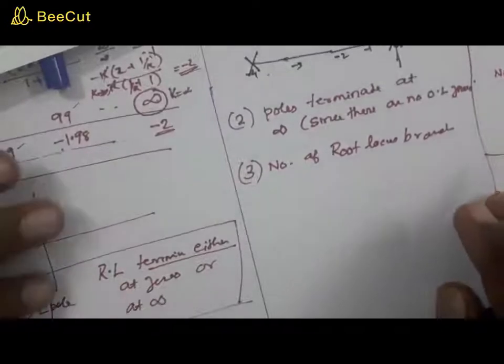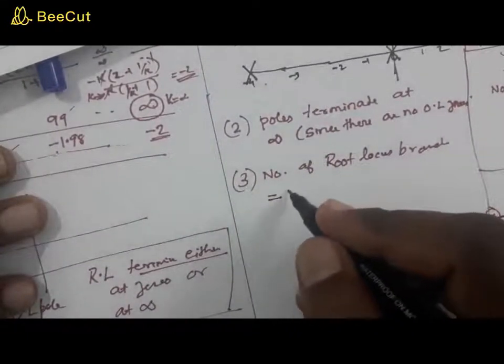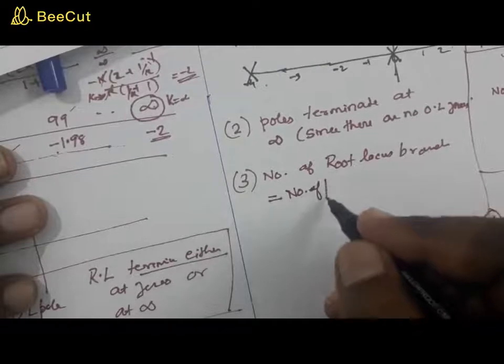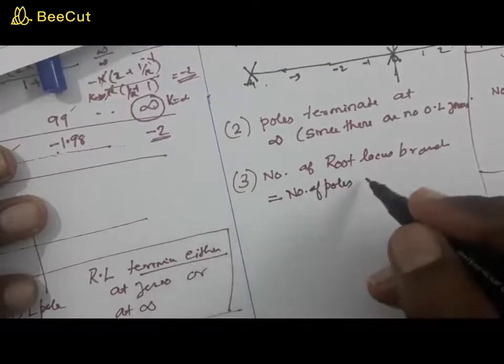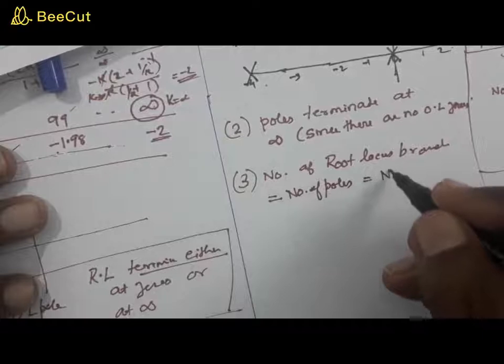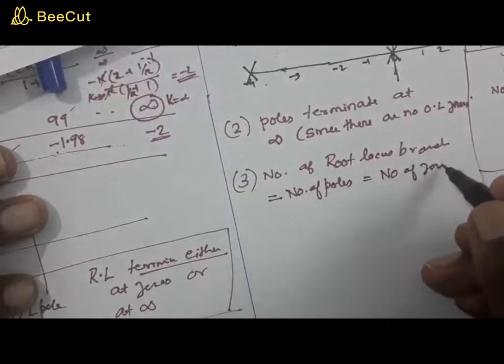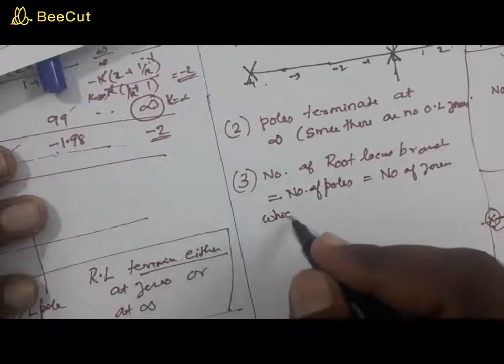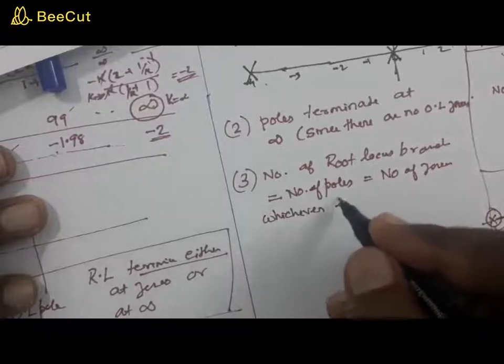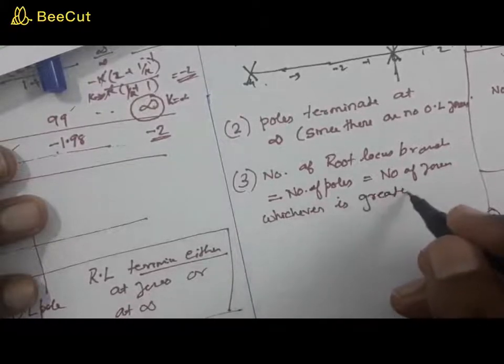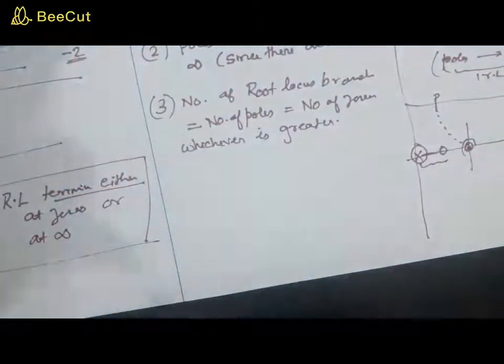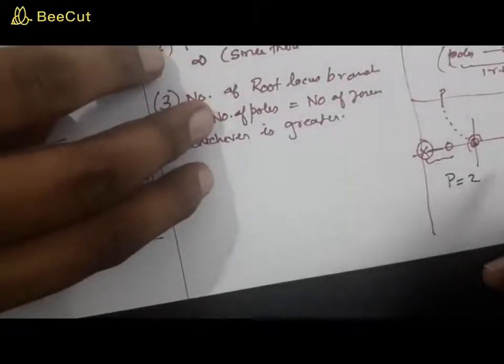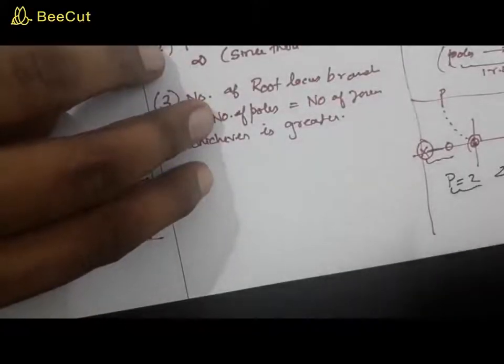So the number of root locus branches will be equal to the number of poles or number of zeros, whichever is greater. Hope you understood the meaning of this. This is step 3. Now, what's the meaning of whichever is greater? Say, in our example, you have P equal to 2 and Z equal to 0. So here, P is greater.